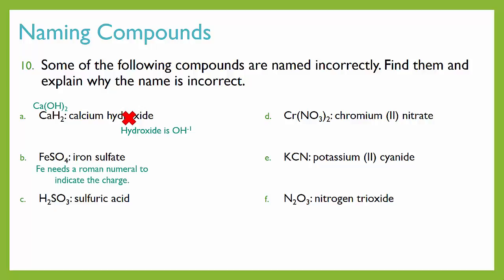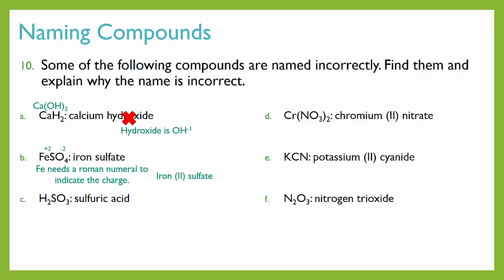FeSO4, we're calling that iron sulfate, but iron is one of those transition metals where we don't know the charge. Therefore, I need a Roman numeral in this name. So to figure out the charge of iron, well, I can look up the charge of sulfate. That's -2. And there's only one iron, so the charge on that one iron has to be +2. So to fix this, I would call it iron(II) sulfate.